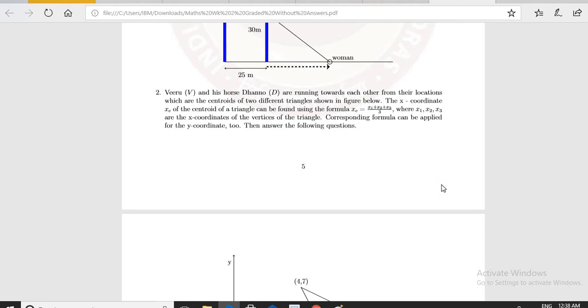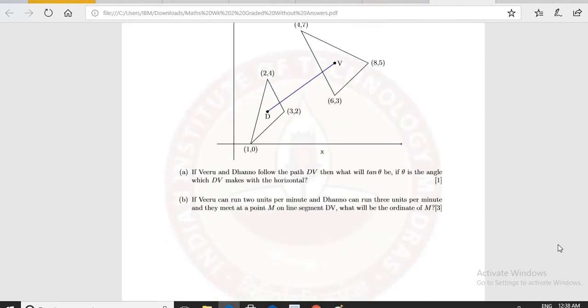They have already provided how to find the centroid of a triangle, so we will not look into it. We already know the formula. Let me assume that. Now we have to answer the following question.